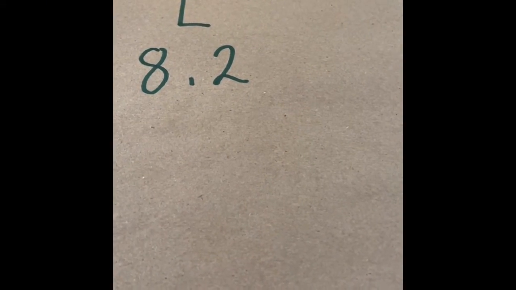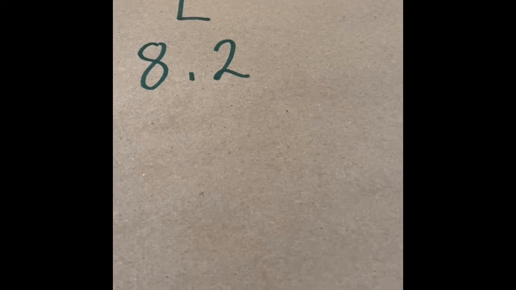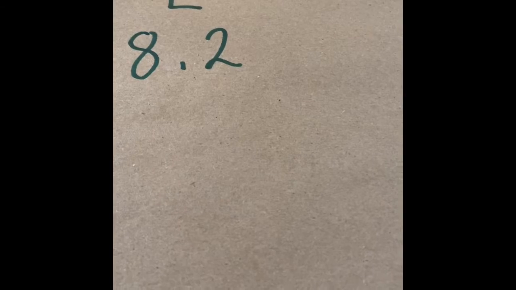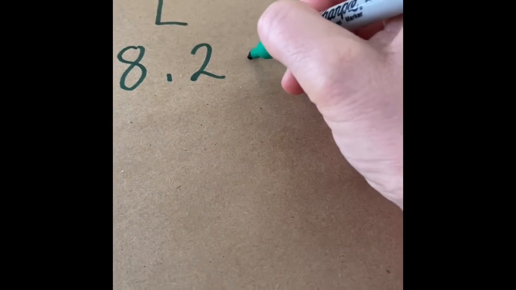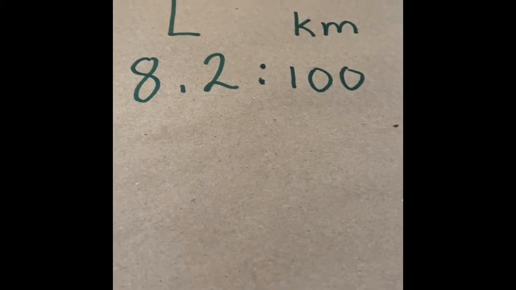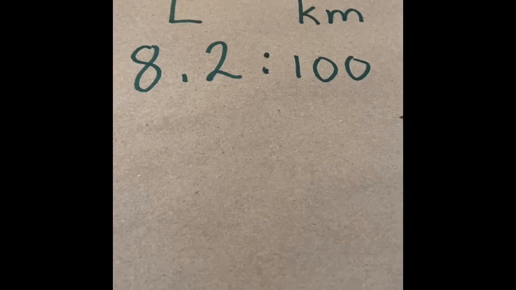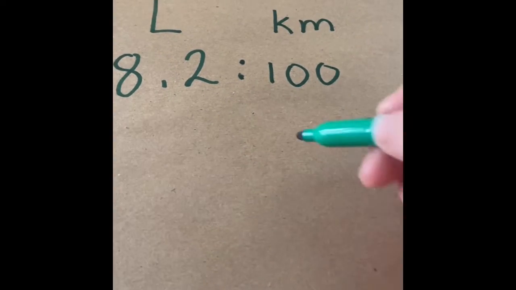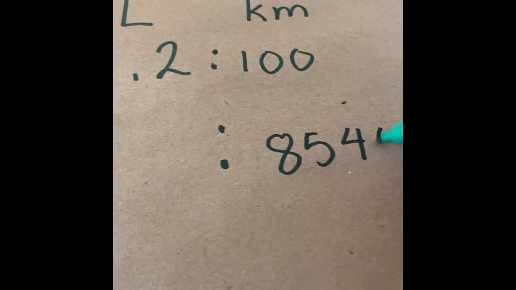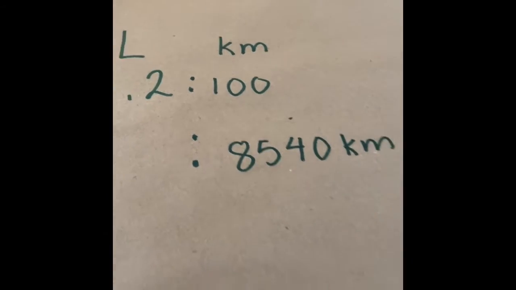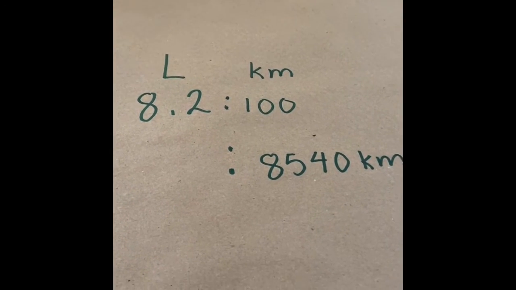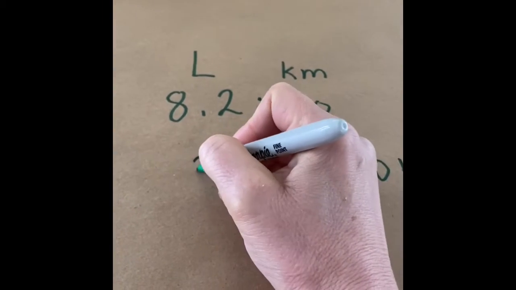I want to show you now how I did the math in the text box, the math that helped me figure out how many liters of gas I needed for my trip. So I know that I need 8.2 liters to go 100 kilometers. That's what the Canadian government website told me. So now what I'm going to do is I realize that I'm going to drive about 8,540 kilometers in total during my trip to Las Vegas, around Las Vegas, and back home. So I want to figure out how many liters of gas that's going to be.